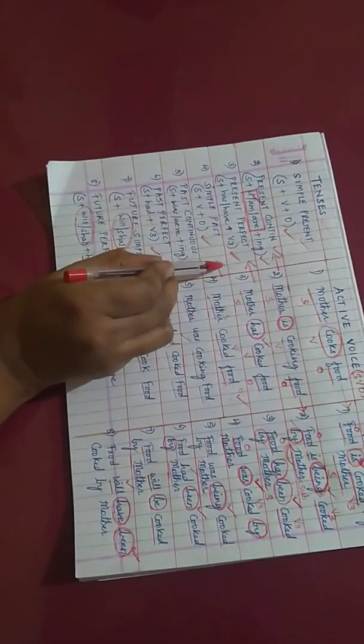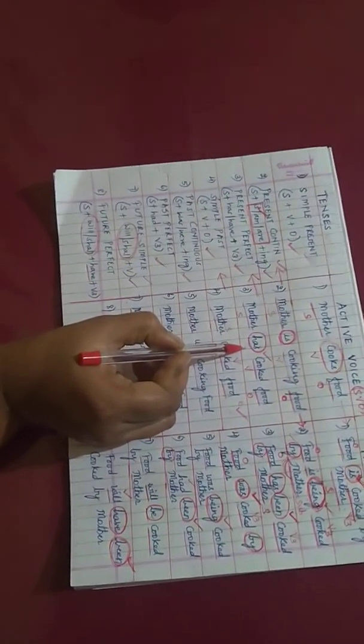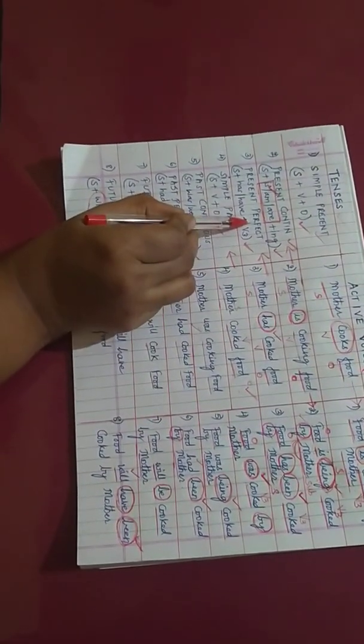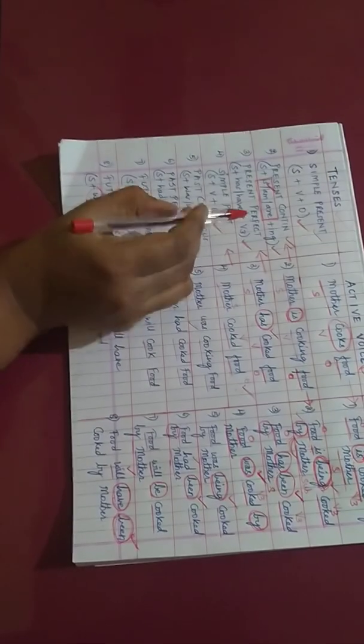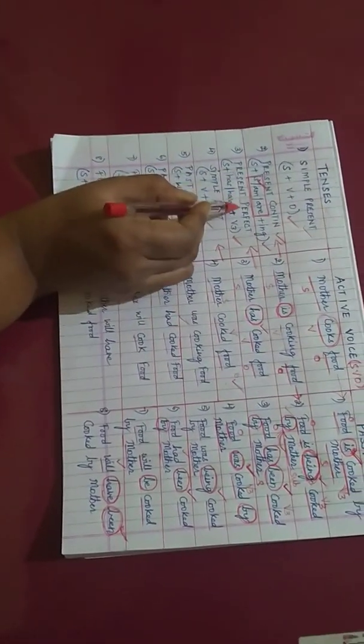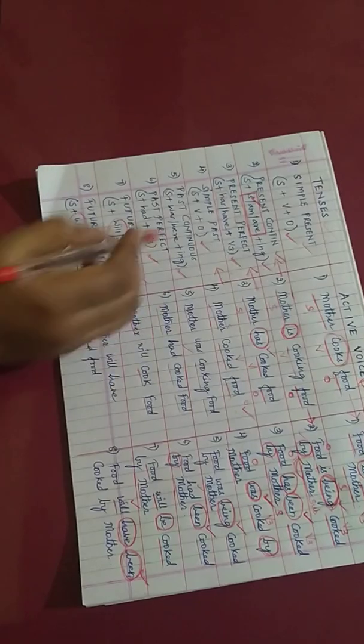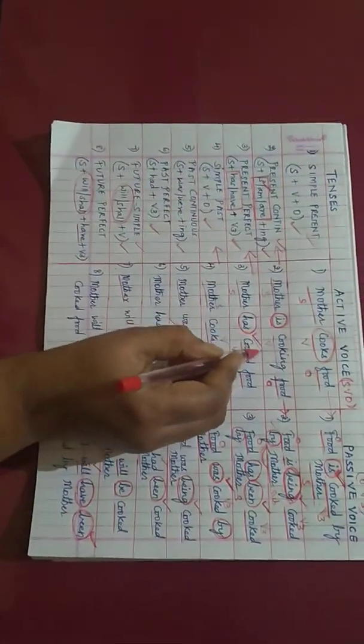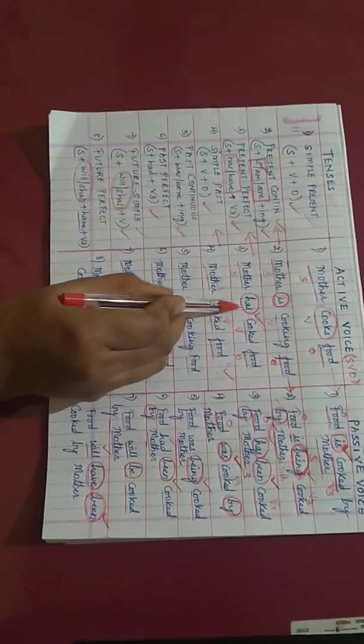Now moving towards present perfect tense. Mother has cooked food. Now how can we identify which tense the statement is coming under? This statement comes under present perfect tense. Why? Because here you can see the helping verbs has and have. See, has and have, these are the helping verbs. So here you can see has. So has means this statement comes under present perfect tense.